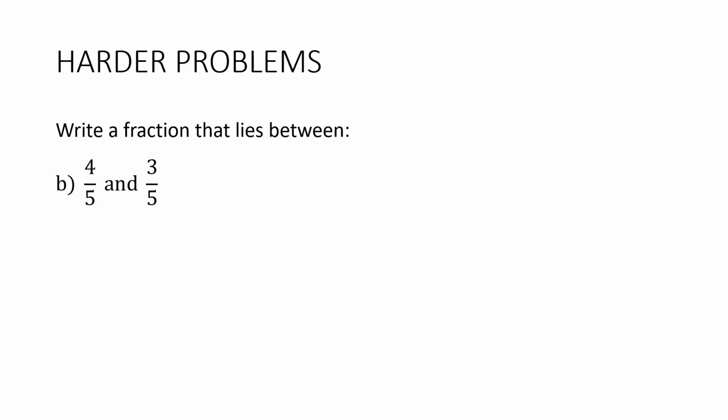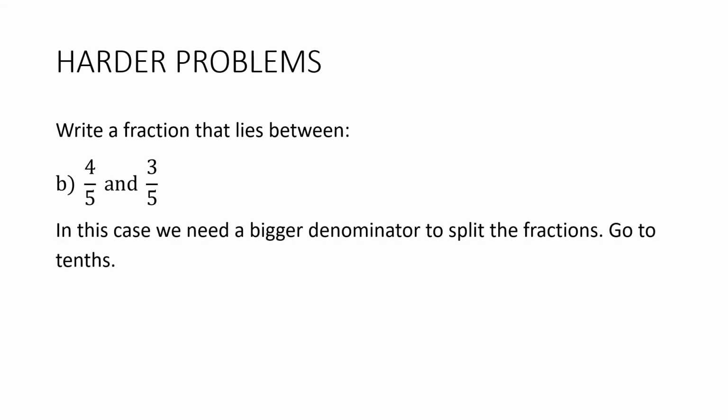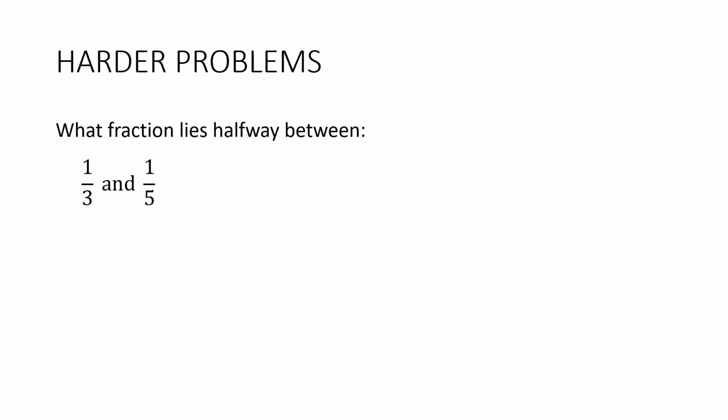How about this one? 4/5 and 3/5. Right, a fraction in between 4/5 and 3/5 is like 3.5/5, but that's not a fraction. What we're going to have to do here is get a bigger denominator so we can split them up. So we're going to turn them both to tenths. So I'm going to do 8/10 and 6/10. What's a fraction that lies between them? 7/10.